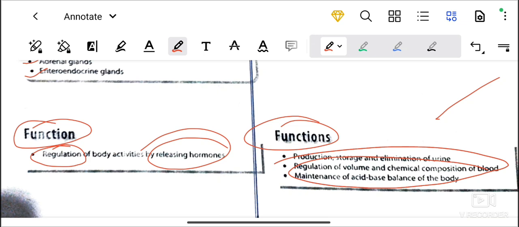The main and greater function of the urinary system is maintenance of acid-base balance. Remember, these points will help you in exams and also in competitive nursing exams. Keep these points in mind.